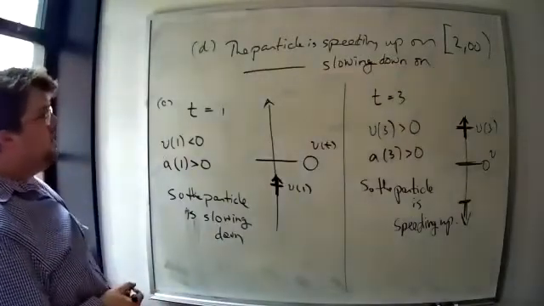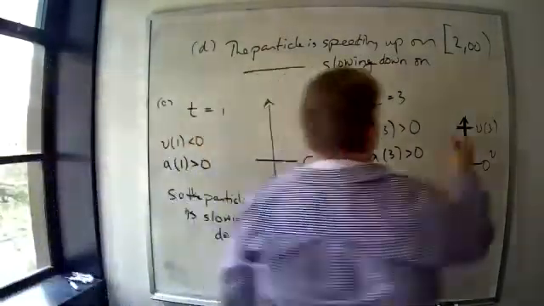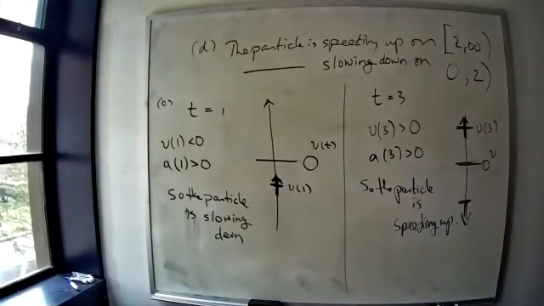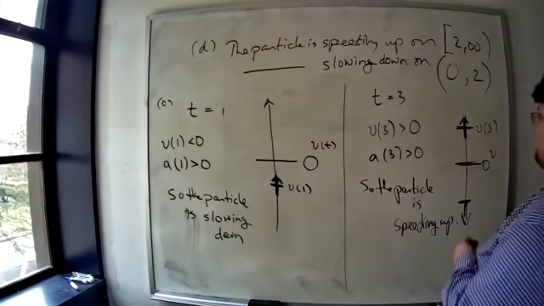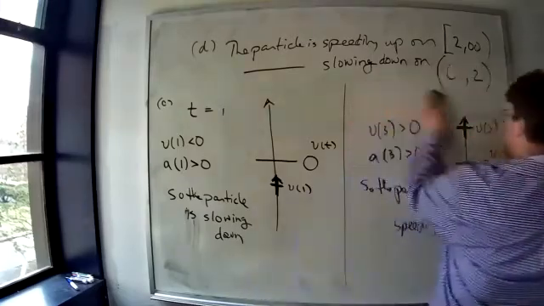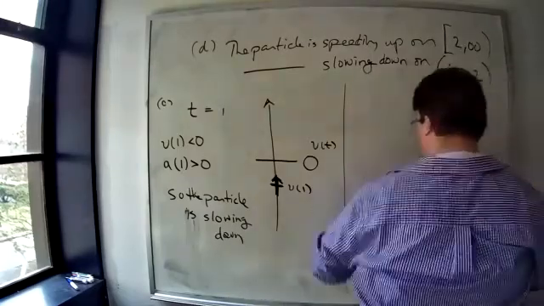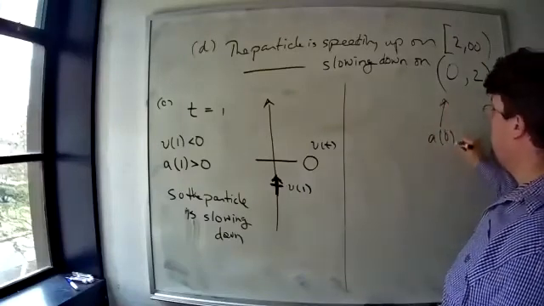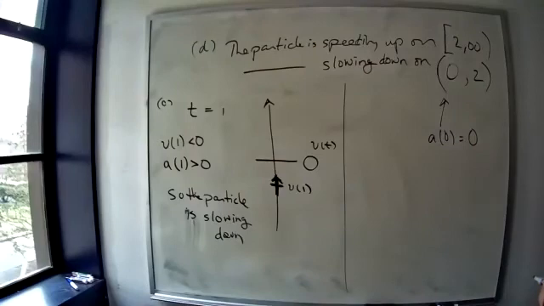And the particle is slowing down. Well, the only remaining points we have are 0 to 2. We're not including 2 because we included it up there. Do we include 0? Well, we don't. Why do we not include 0? Acceleration is 0 at 0. So if the acceleration is 0, velocity is not changing.